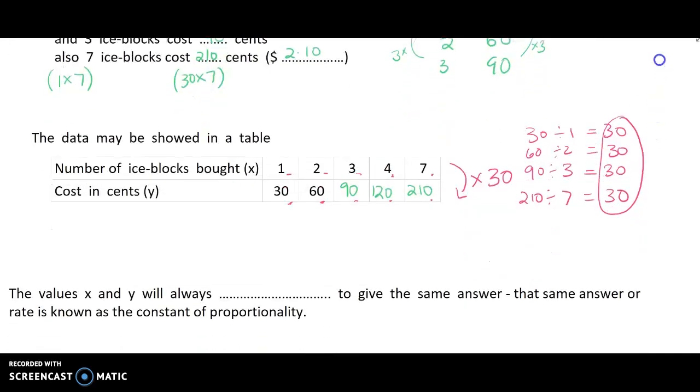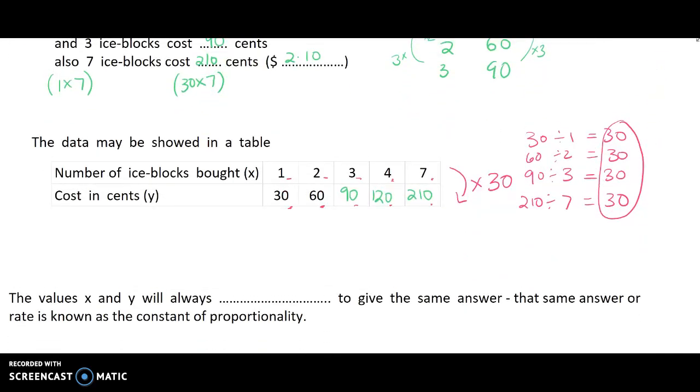Which brings us to the next sentence. The values x and y will always, what do we do? Yes, we divide. Always divide to give the same answer, and that same answer or rate is known as the constant of proportionality, and sometimes you'll see that as a letter, small k.